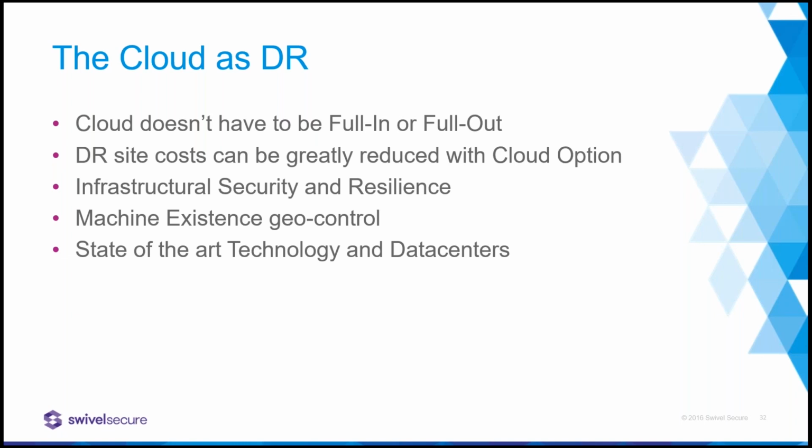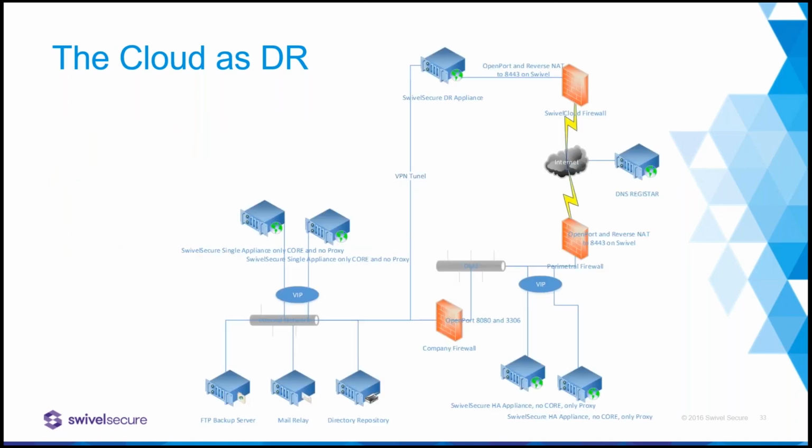And obviously, the machine existence could be geo-controlled. So you could say, yes, but I want the machine to exist within the EU. Well, we can do that. It's not a problem. Or within the UK, or within Ireland, or within Japan. We have customers with that sort of demand, so that's another possibility. And obviously in terms of data centers, we all know that cloud providers, the big ones at least, have state-of-the-art data centers, and they have a great and tremendous investment into them, way better than any company would be able to. And this would be then a scenario of a cloud DR.